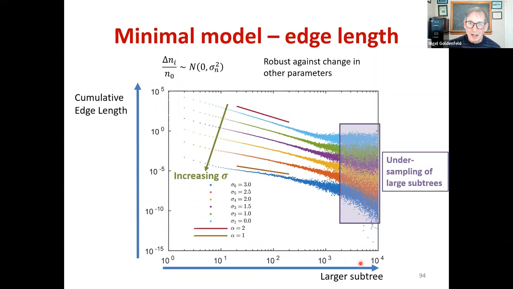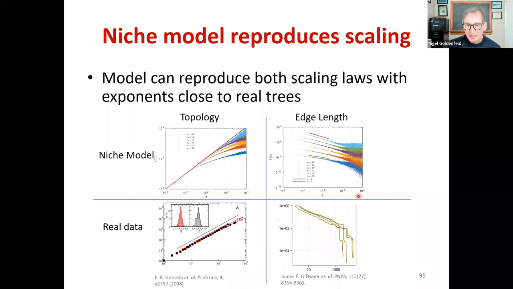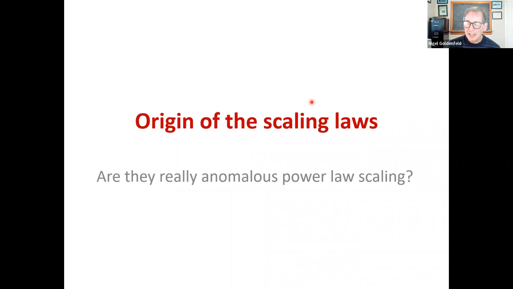If I do the same thing, but now measure the cumulative edge length distribution, as I showed you before, you see again that you get a scaling law here, maybe not quite as impressive one, and the scaling law exponents are close to those that we observe in real phylogenetic trees. So what I've shown you is that this very simplistic minimal model, which I can't justify in great detail a priori, nevertheless reproduces both the scaling laws with exponents close to those of real trees. So are these scaling laws really anomalous power law scalings?